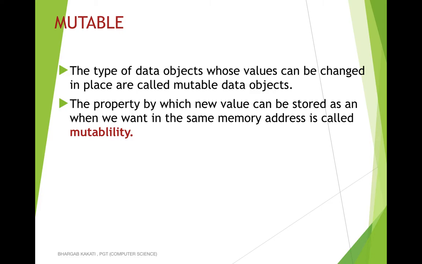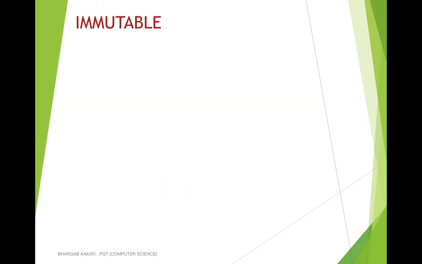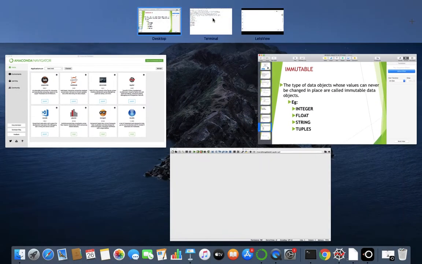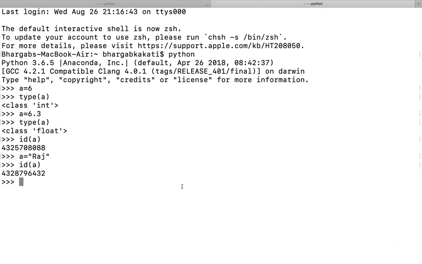And the property by which a new value can be stored as and when we want in the same memory address is known as mutability. So this property by which a new value can be stored as and when required in the same memory location, without altering the memory location, if we can replace the previous value by a new value, then it is known as mutable. Okay, so some examples of mutable data objects are list and dictionary. Let's go and see the mutable properties of list and dictionaries.